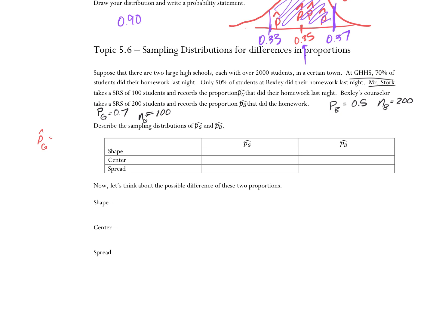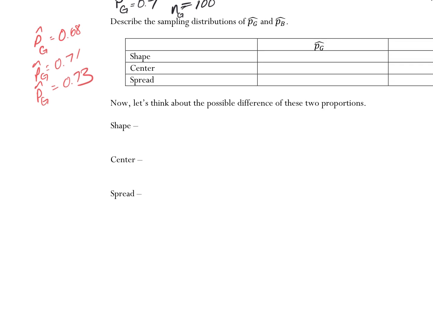Probably not. We could get a P hat of 0.68. We could get a P hat of 0.71. We could get a P hat of 0.73. These are all just possible P hats that we get from our sample from the Grandview group. Okay? So if I just look at the Grandviews, how could we describe the distribution of all the possible P hats we could get from Grandview? You guys catch my drift here? Let's start with, will those P hats from Grandview be approximately normal?